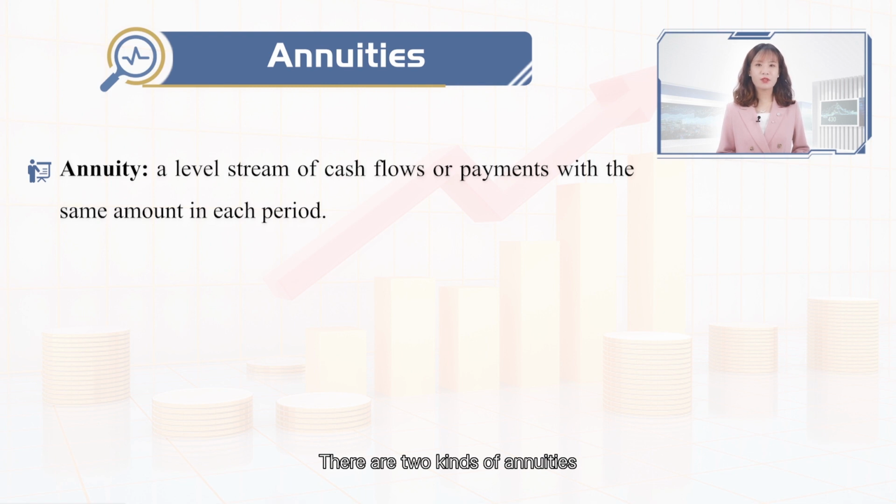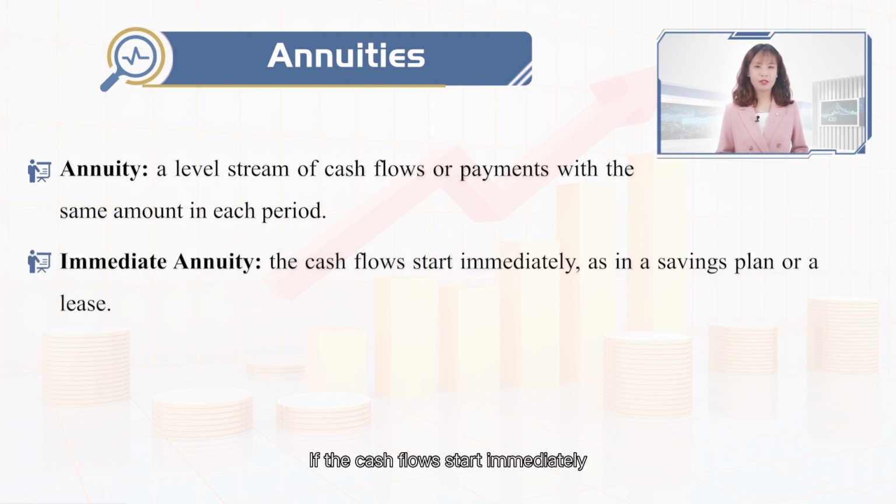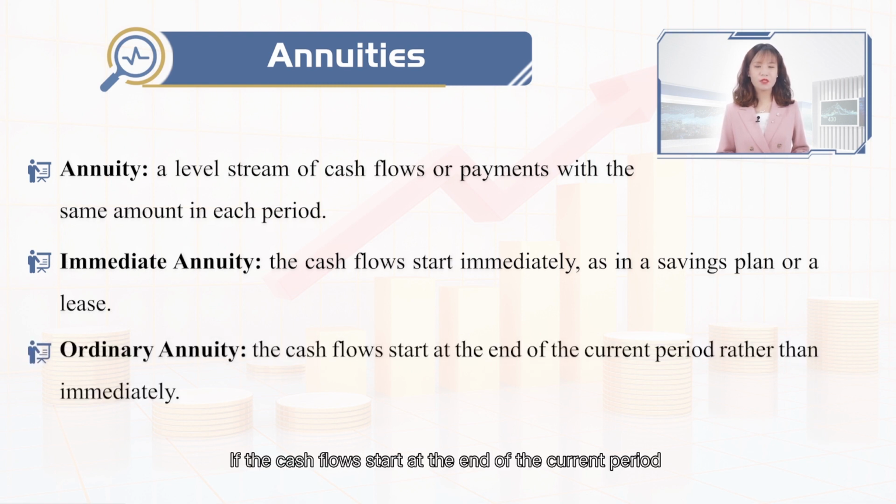There are two kinds of annuities. If the cash flows start immediately, as in a savings plan or a lease, it is called an immediate annuity. If the cash flows start at the end of the current period rather than immediately, it is called an ordinary annuity. More specifically, let's see an example about future value.